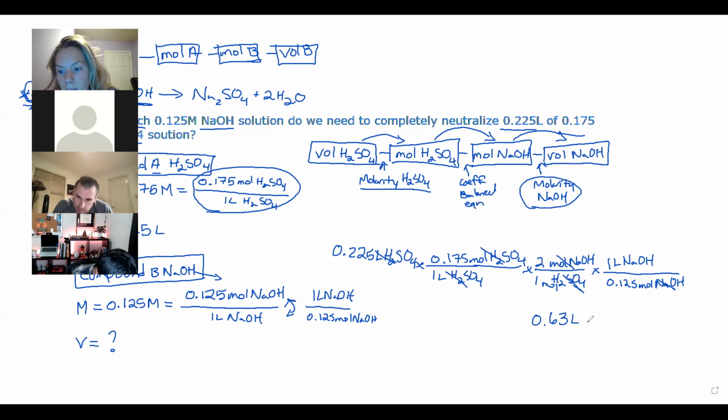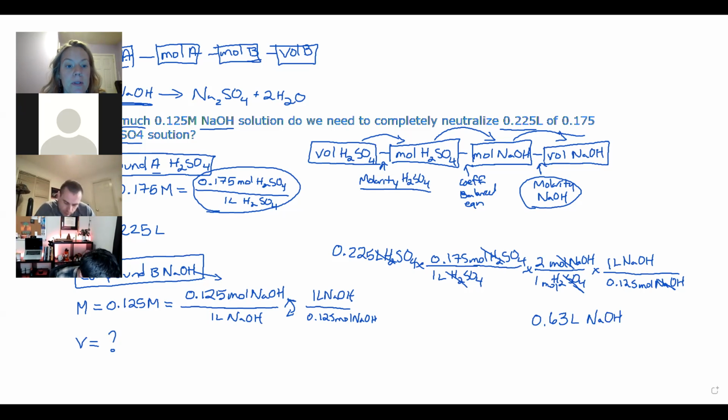0.63 liters of the NaOH solution. So they're kind of messy problems. And real easily, people sometimes will see an initial volume, or they'll see a volume and a concentration and another concentration, and they think it's solution dilution. If there's a balanced equation, you definitely need to do solution stoichiometry.